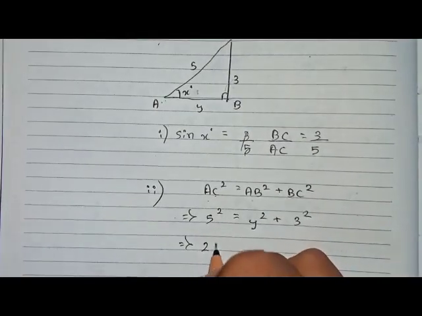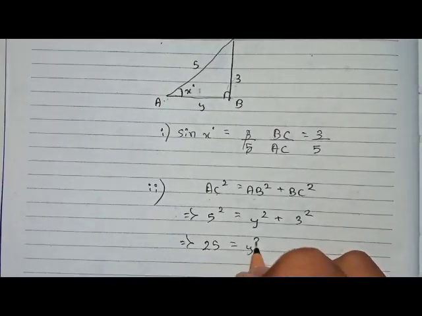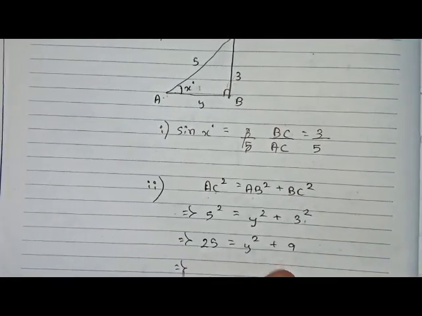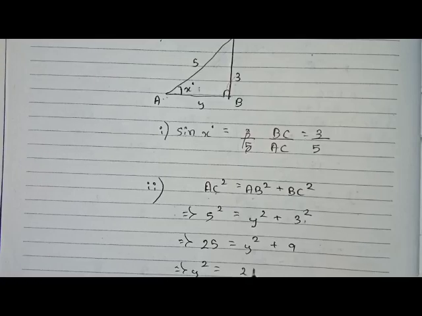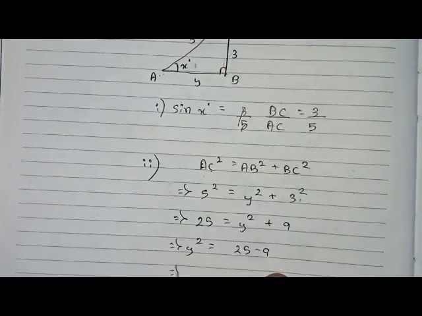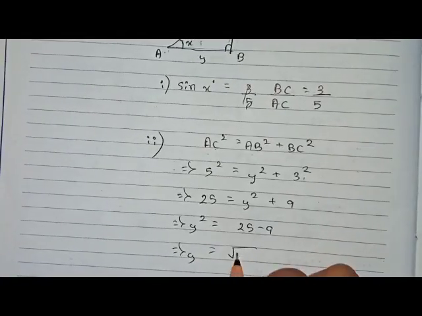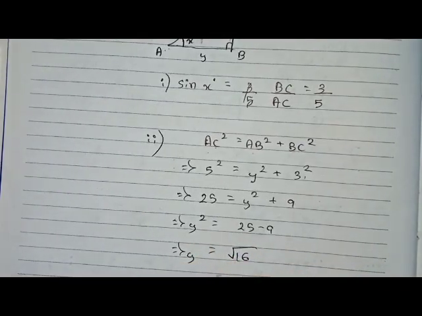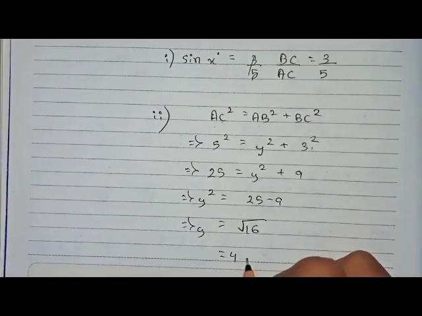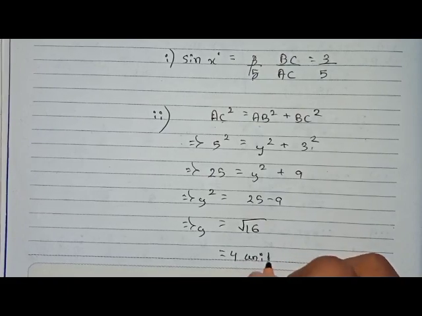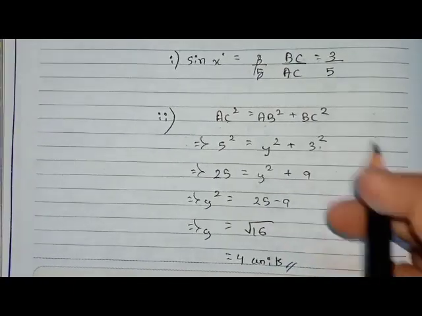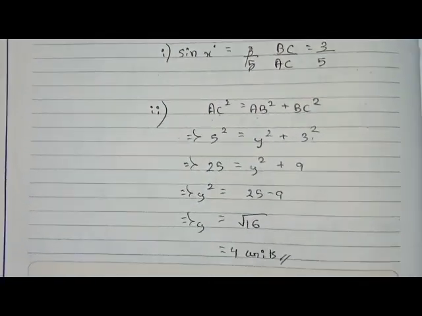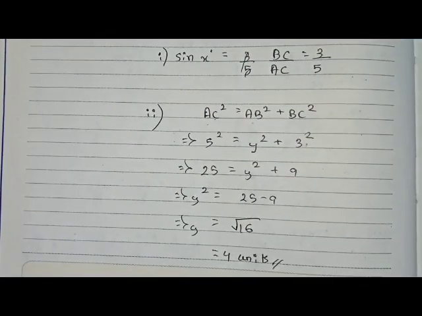So 5 to the power 2, 25, is equal to y to the power 2 plus 3 to the power 2, that is 9. So y to the power 2 is equal to 25 minus 9. So y will be equal to root over 16. 25 minus 9 is 16. So remove the square, it becomes root. That is equal to 4. So y will be equal to 4 units. So the final answer for this question is sin x is 3 by 5 and y is 4 units. So let's move on to our next question.